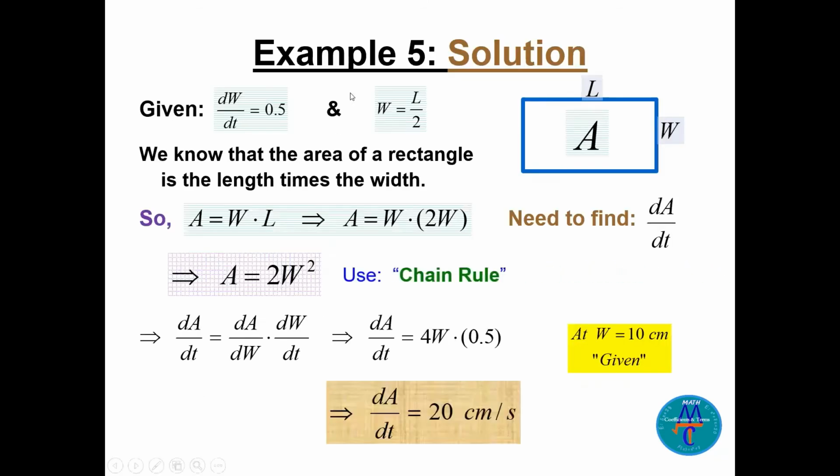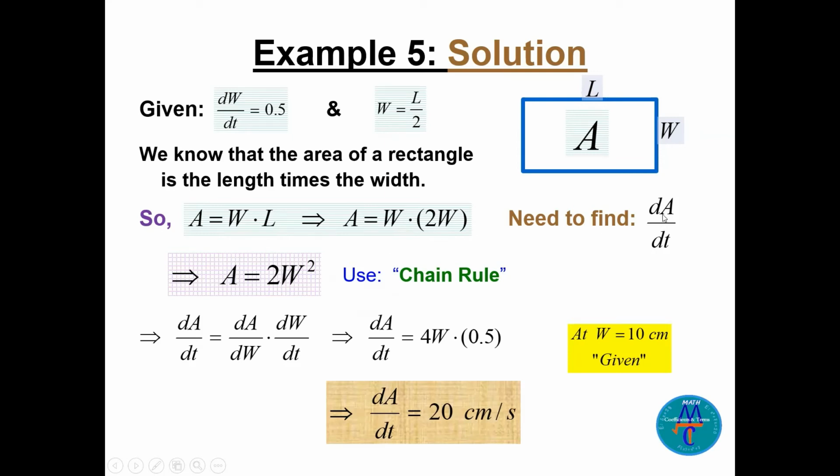Let's understand the question. We have a rectangle that has length and width. It says the width is half the length, so W is equal to L over 2. Let's call the length L and the width W. dW over dt, the rate of change of the width, is 0.5. We know the area, you multiply the width times the length. The length now, if you cross multiply here, will be 2W. So now we get the area, 2W squared. See, that's a function now.